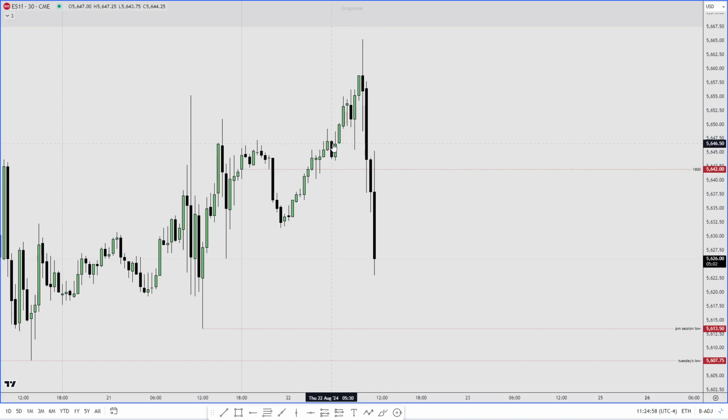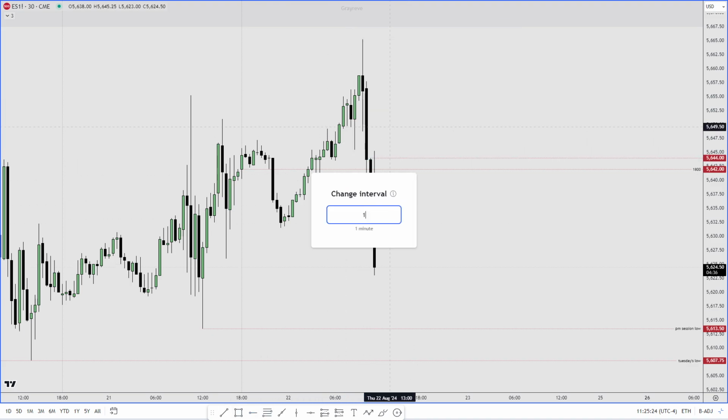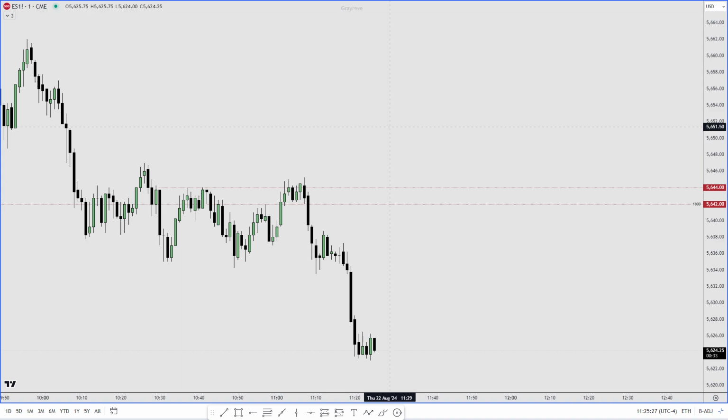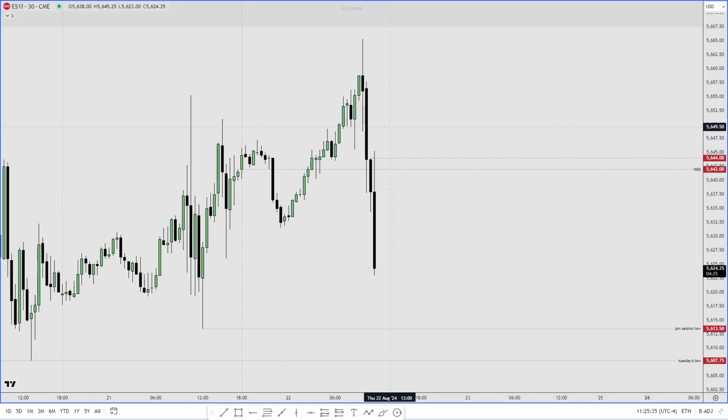This right here was the order block that price utilized to send it higher, right down here. So this has become an inversion order block. Interesting. Yeah, you couldn't have caught it on the lower time frames as well.